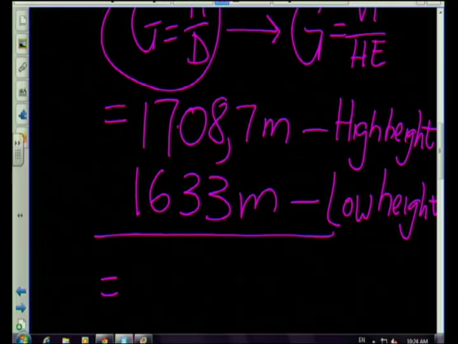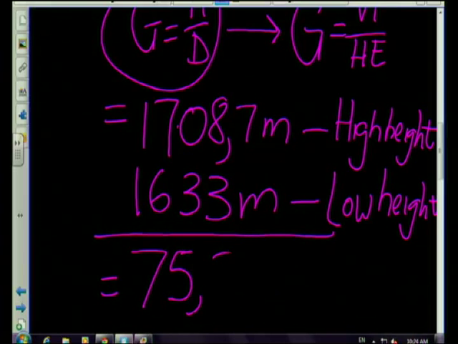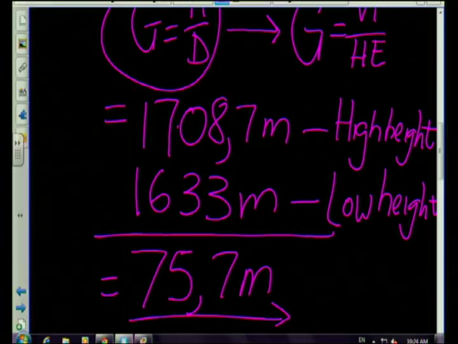I'm going to use my calculator for this one. 1708.7 subtract 1633 equals, and my answer there is 75.7 meters. And this is the difference in height between the two points.